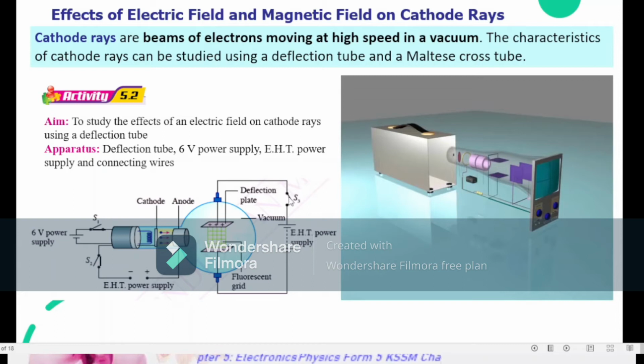If S3 is open, the cathode rays will travel in a straight line. Let's say S3 is closed. When S3 is closed, the above plate will become the positive plate and the bottom one will become the negative plate. Thus, there is an electric field between the positive and negative plates. What happens to the cathode rays? Cathode rays will deflect upwards in a parabolic path.